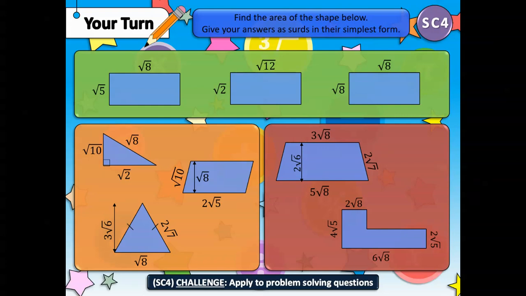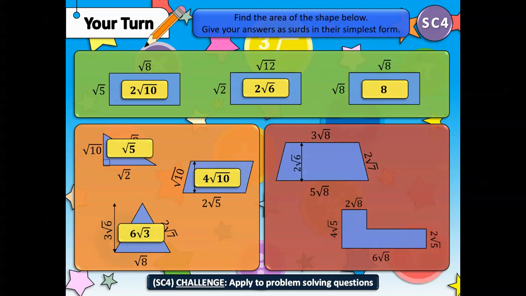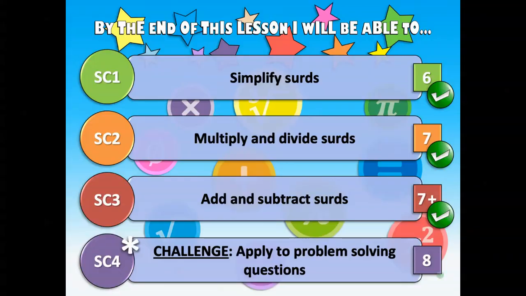Here are some questions for you to have a go at. Pause the video, and when you're ready to mark your work, press play. Here are your answers. So there's your green answers. There's your amber answers. And there's your red answers. And now we've completed success criteria 4.